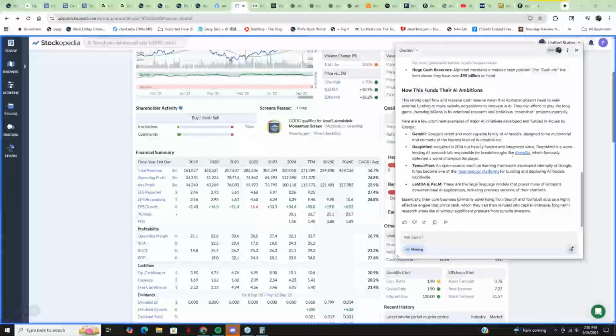DeepMind is an AI research lab. TensorFlow, an open source machine learning framework designed and developed internally. Google has become one of the most popular platforms for building and deploying AI models. You didn't even know about this stuff. This is deep stuff that they're doing. LaMDA and PaLM, these are large language models that power many of Google's conversational AI apps, including previous versions of their chatbots.